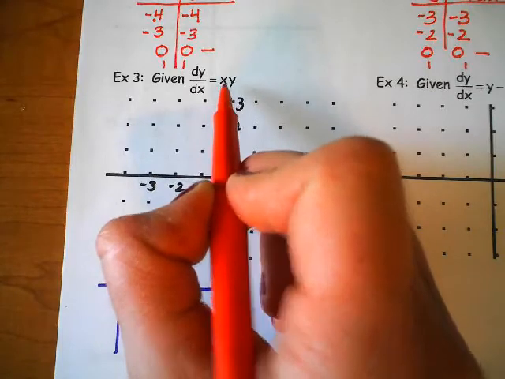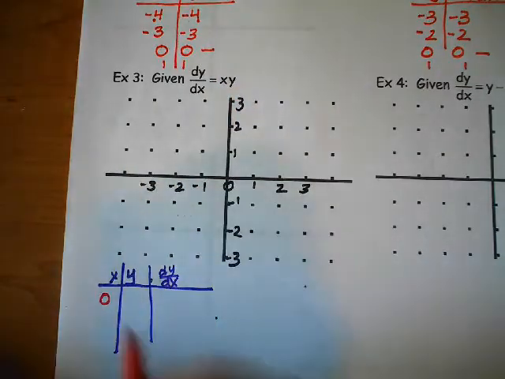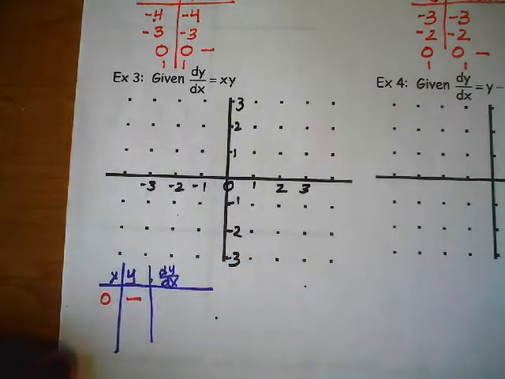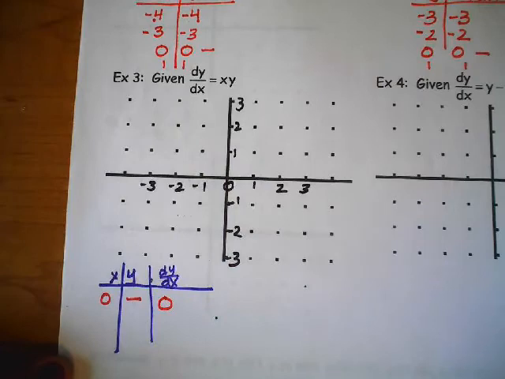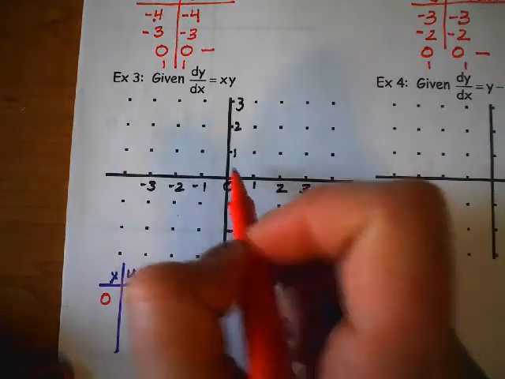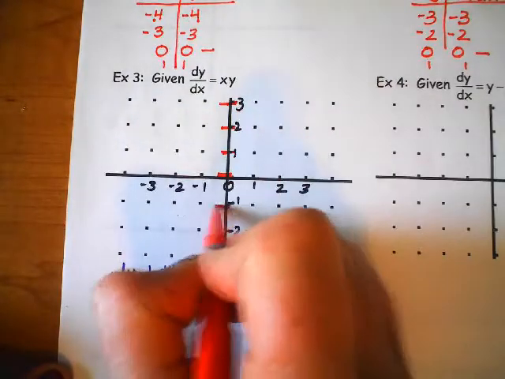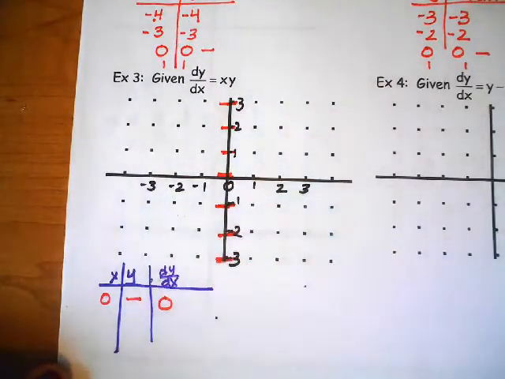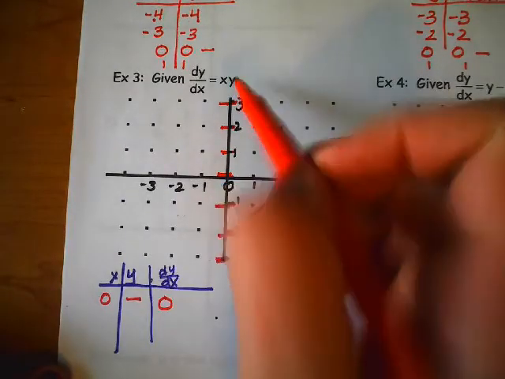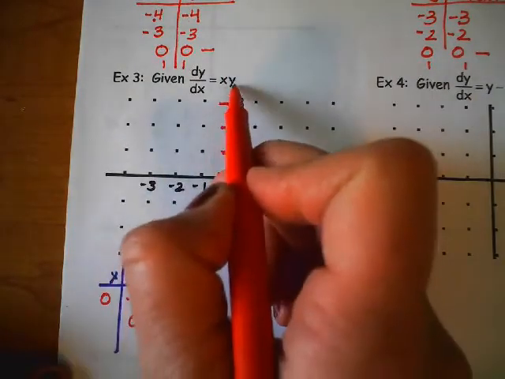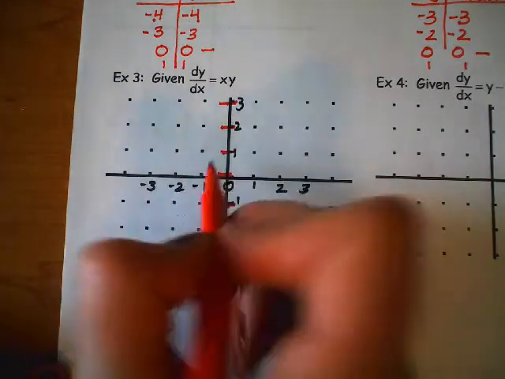When x is 0, I don't care what y is. y could be anything. But when x is 0, my slope is 0. So I'm going to put all those in. When x is 0, that's straight up and down here. When x is 0, my slope is 0. Another pattern, what about when y is 0? When the y value is 0, doesn't matter what x is, my slope is going to be 0. So that's all here.